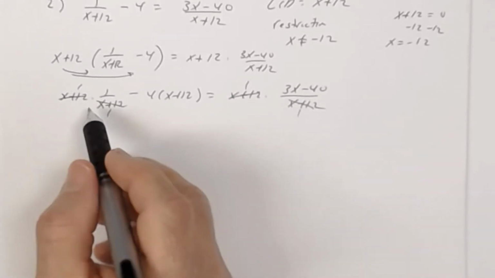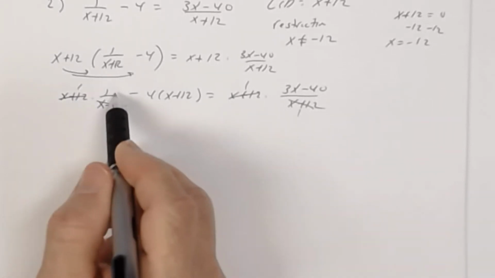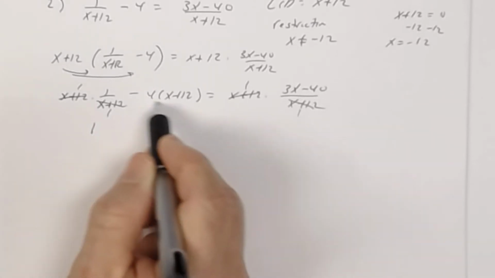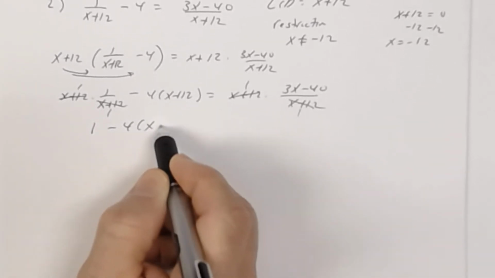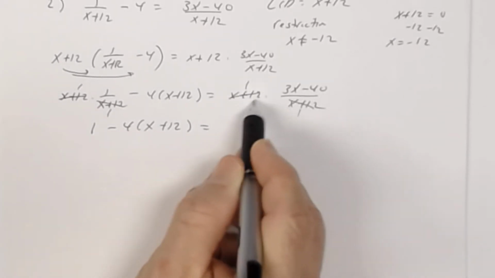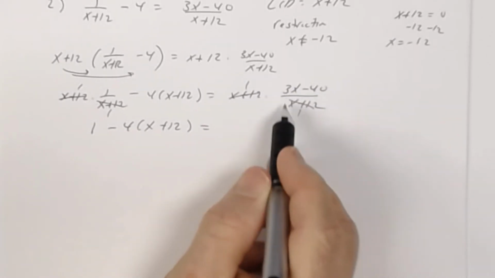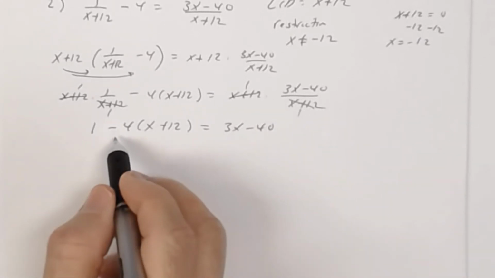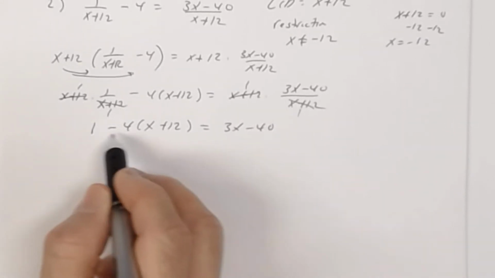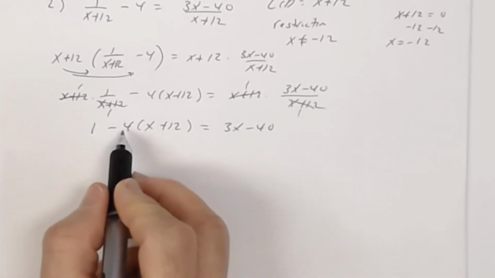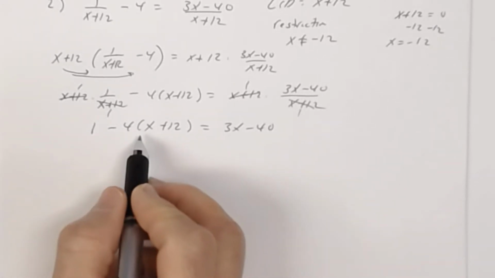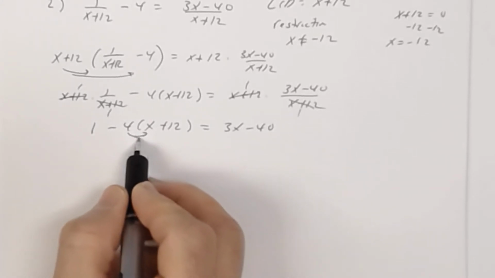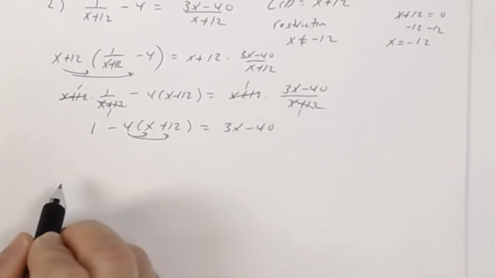Okay? Now, let's go ahead and rewrite this. So 1 times 1 is 1. I'm just going to rewrite this over. Minus 4 times x plus 12 equals 1 times 3x minus 40, which is 3x minus 40. Okay, now at this point, let's go ahead and distribute. Make sure you distribute before you subtract. Don't say 1 minus 4 is a negative 3 and distribute negative 3. That's mathematically not correct. You have to multiply first, so hence distributing, and then subtract.